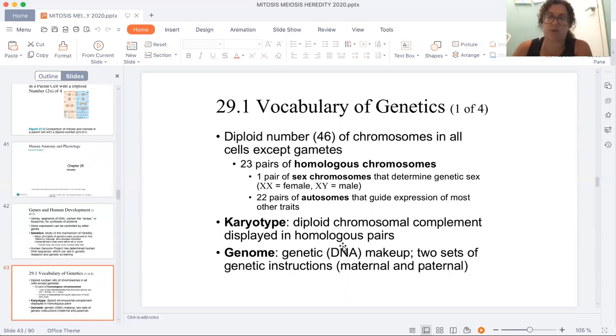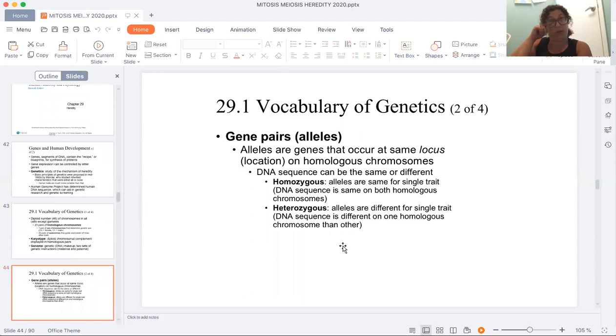And then we have sex chromosomes, and that's 1 pair. We have a karyotype, which is exactly how many diploid chromosome complements are displayed in a homologous pair, and the genome is the genetic makeup, the genetic instructions. We have a thing called gene pairs, which are alleles. And alleles are genes that occur at the same locus, or same location on the chromosome, but they could be responsible for different things. And then the DNA sequence can be the same or different.